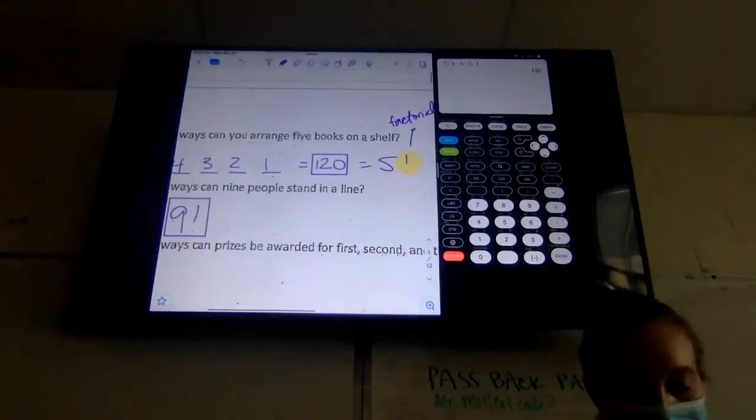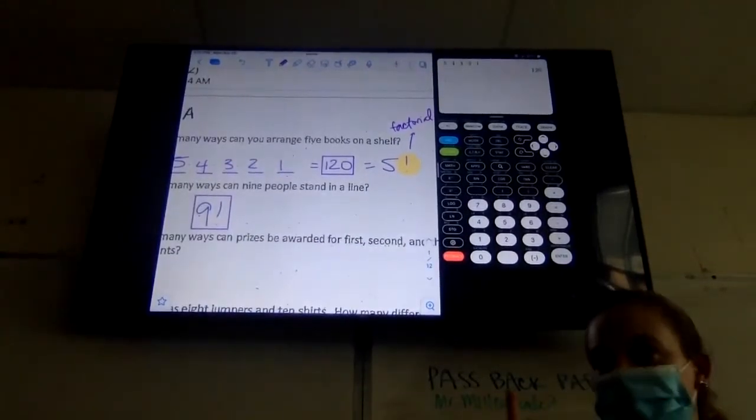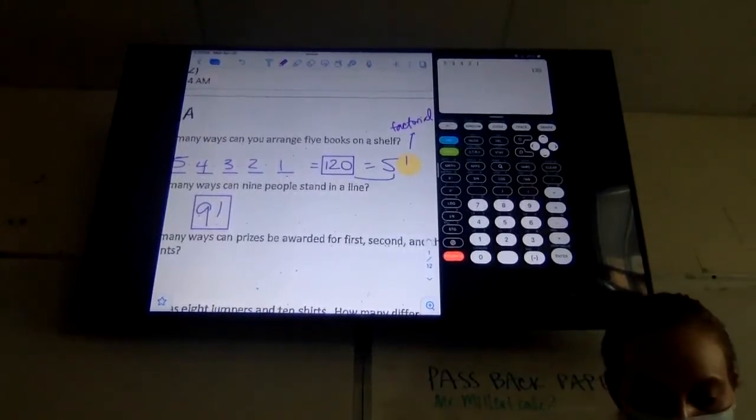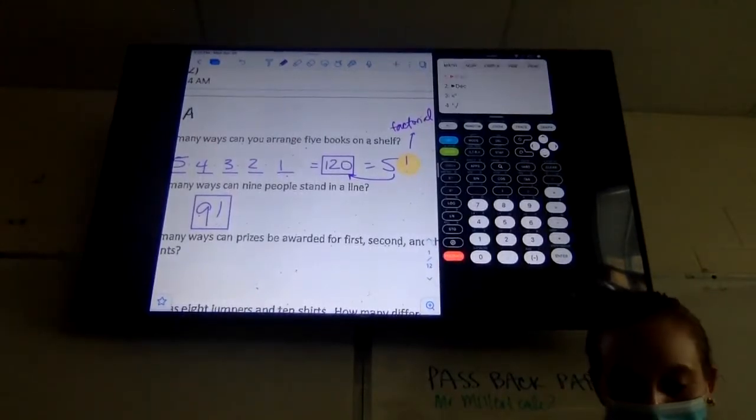Oh, I should have said that a second ago. You're probably like, this is a cool little exclamation point, but how do we do anything with it? So let's do 5 factorial. Let me prove that 5 factorial is the same as 120. So I'm going to do 5. And then I'm going to hit the math button on my calculator.